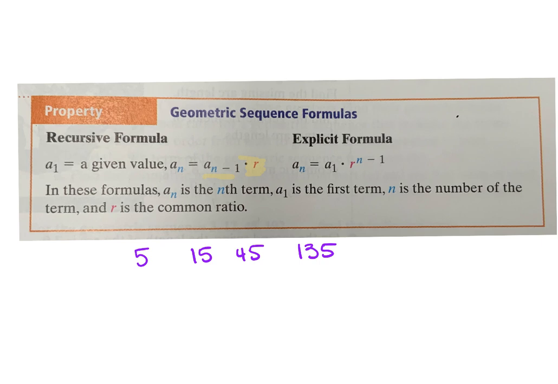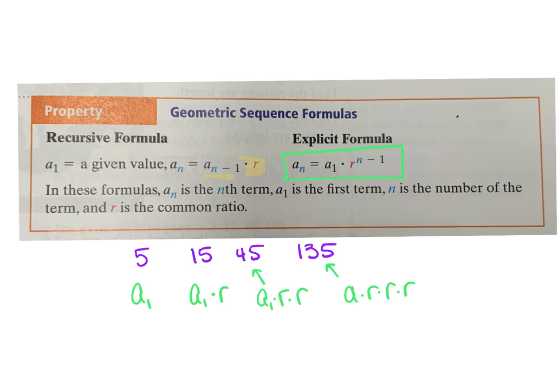I start with my first term. My first term is always a sub 1. To get to my second term, I started with a sub 1 and multiplied by r. That's pretty straightforward. Then to get to my third term, I multiplied by r and then by r again. And then to get to my fourth term, I took the term in front of it and multiplied by r one more time. This is where we get this pattern.